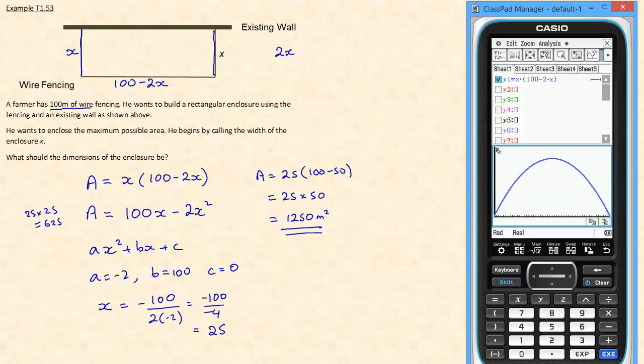Remember, area is on this axis of the graph. So analysis, G-Solve, and we're looking for a max, and it finds it. When x is 25, the area is 1250.